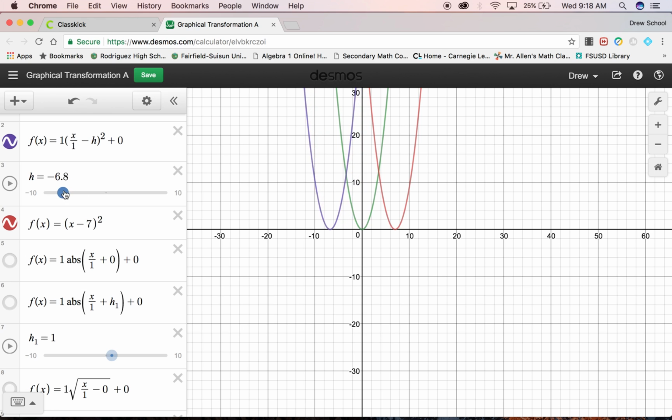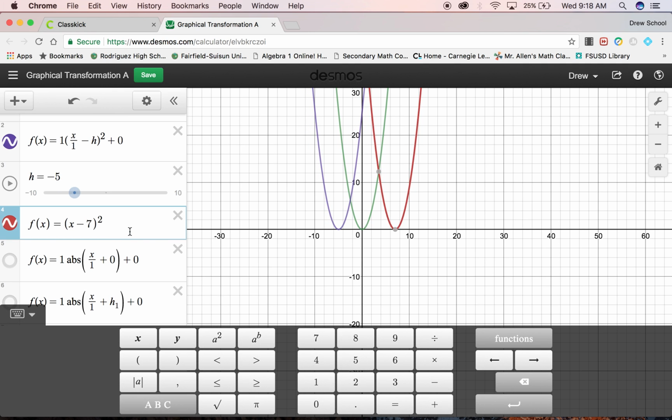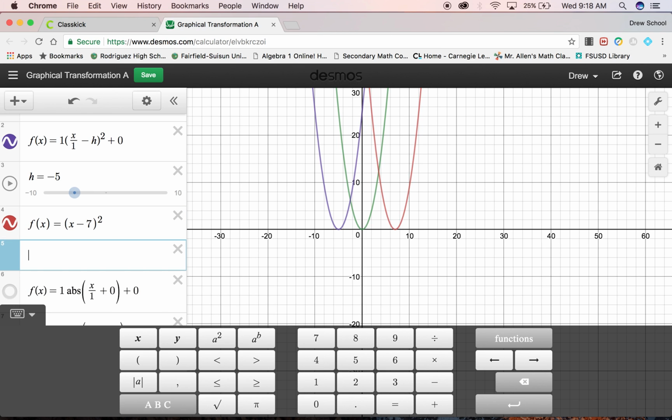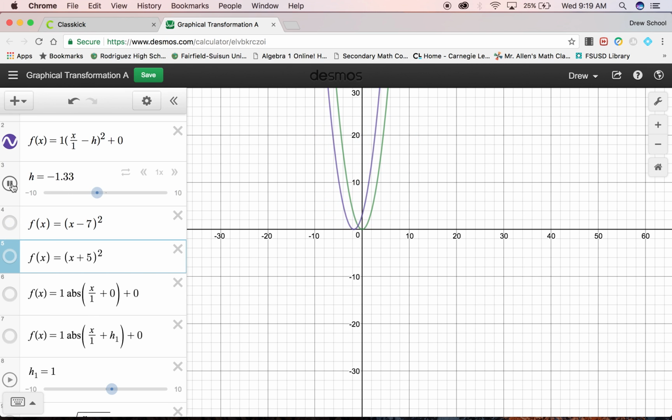If we look at the negative, so here's negative 7. Let's do a different number. Let's do negative 5. Negative 5, we can see it moved it to the left 5. So that would be the same as f of x equals x plus 5 squared. So if it's minus a number, it moves it to the right. And if it's plus a number, it moves it to the left. You can see again, it's shifting to the right as it's positive, and when it's negative, it's shifting to the left.